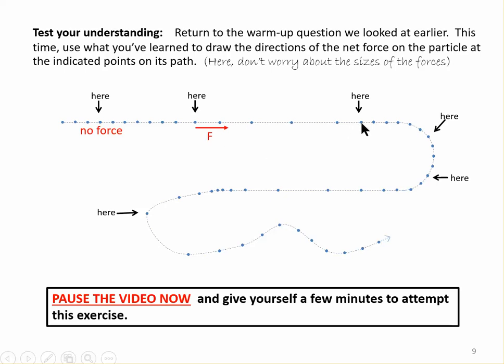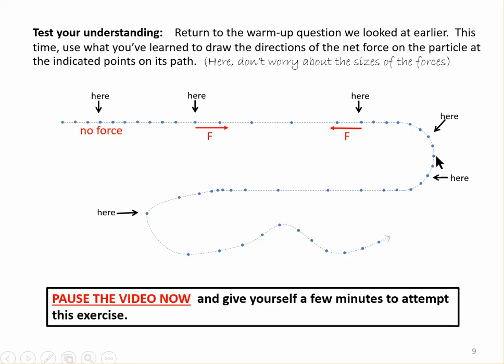Let's look over here. The particle's still moving in a straight line in this region, but you see how the spacing between the dots is decreasing. That means the particle's slowing down. So we've seen that that means there must be a force opposite to the direction that the particle's moving.